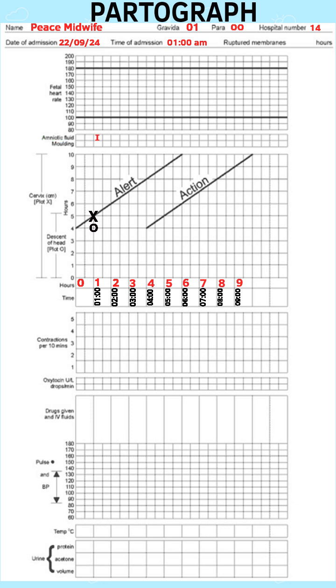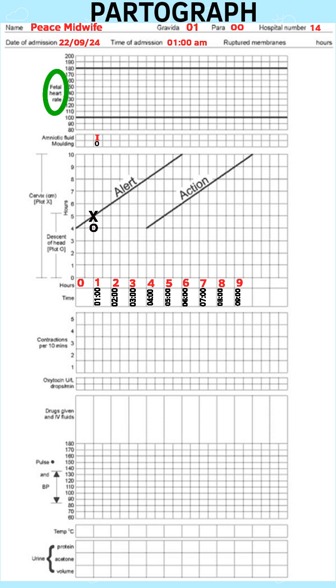Molding is also recorded after a vaginal examination, recorded with a 0 indicating no molding, a 1 indicating sutures are apposed, 2 indicating sutures overlapped but reducible, and 3 indicating sutures overlapped and not reducible. For example, there is no molding and so we record 0.